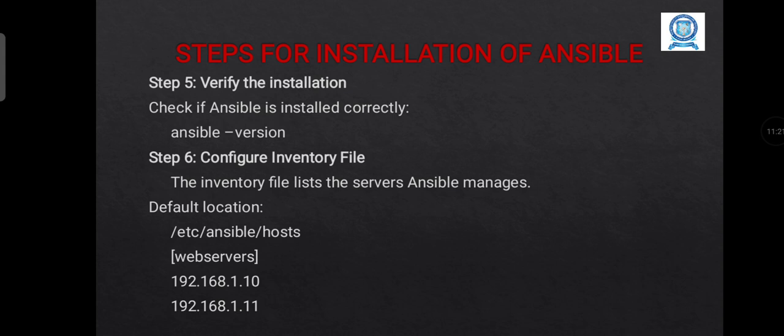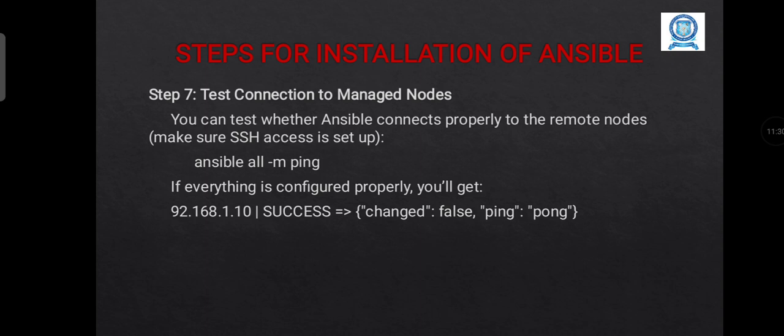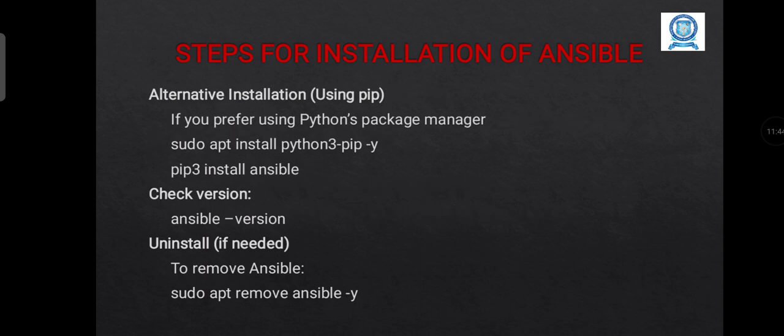Step 6, we have to configure the inventory file. The inventory file lists the servers Ansible manages. We have to mention the IP addresses or the host names. In step 7, we have to test the connection to the managed nodes. We can test whether Ansible connects properly to the remote nodes. For that, there are specific commands. We also have alternate commands for an alternate method of installation. Also, there is a command to check the version of Ansible installed, and we can uninstall Ansible with the help of commands.